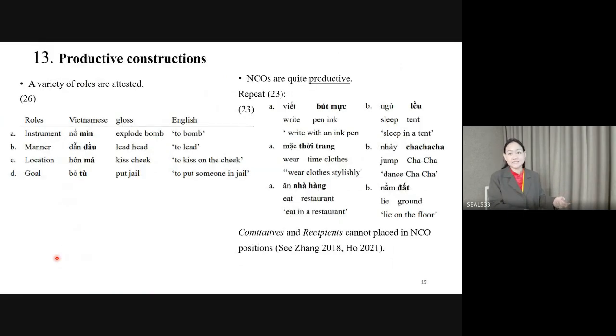So I said that the construction also gets a conventionalized meaning. And are they productive? Yes, they do. They are productive: they can be instrument, manner, location, and it can also be a goal. And in NCO Vietnamese, this is a corresponding example to the Zhang Ning 2018 study, that they can use instrument like a brush or an ink pen, or manner, or we can use a restaurant, locative, like this. And we also say that comitative and recipient cannot be placed at the non-canonical object position in Vietnamese too.